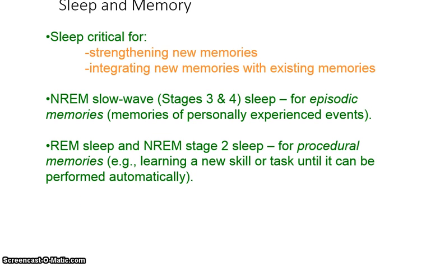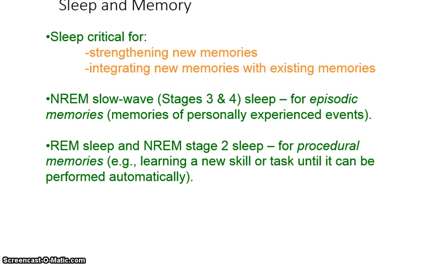Let's look at that sleep and memory theory. So sleep is critical for strengthening new memories. It's also critical for integrating new memories with existing memories. So we have 2 different stages of sleep which are responsible for different types of memory consolidation. So the non-REM slow wave sleep during stages 3 and 4, this is where we lay down those episodic memories. Remember, episodic stands for memories of episodes in our life. So during stages 3 and 4, this is where we consolidate memories of these personal events in our lives.